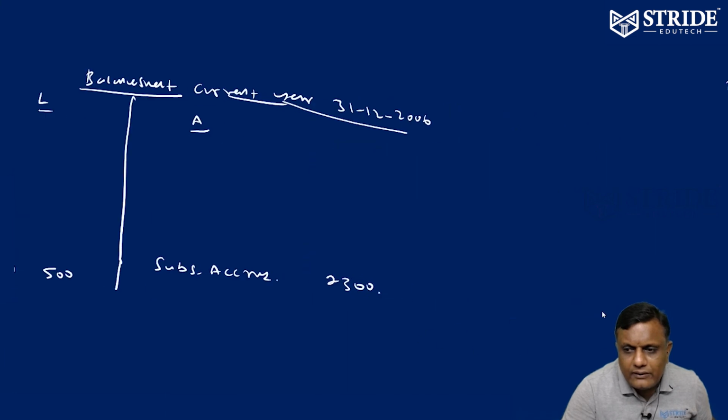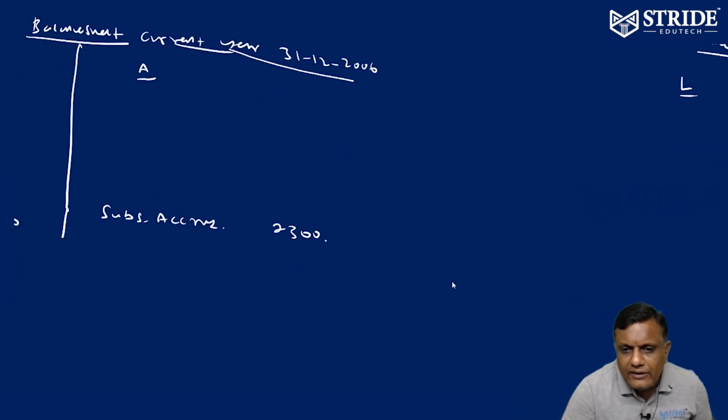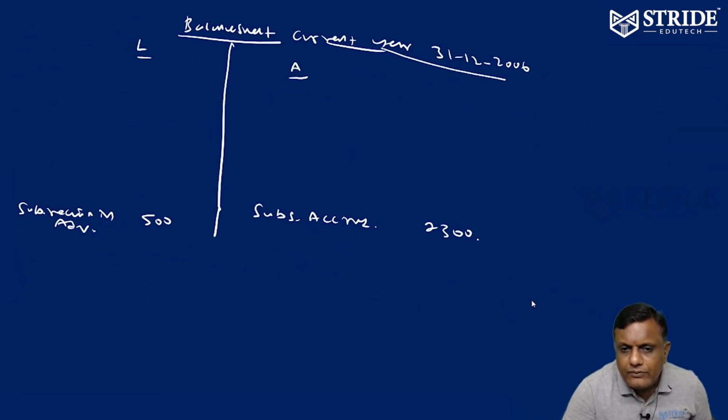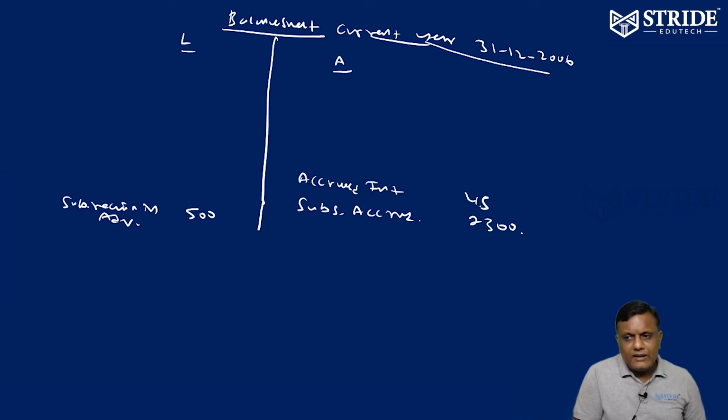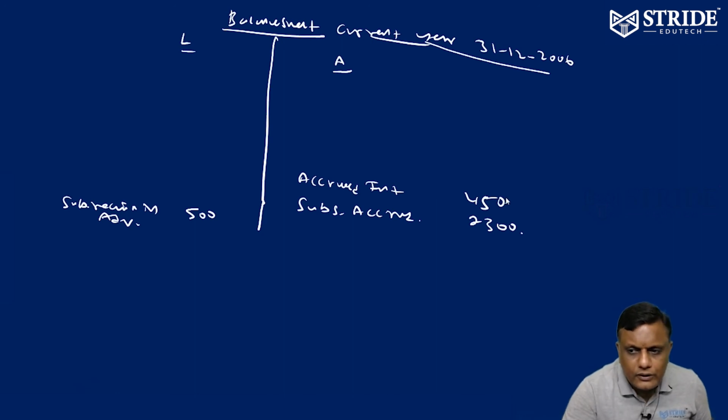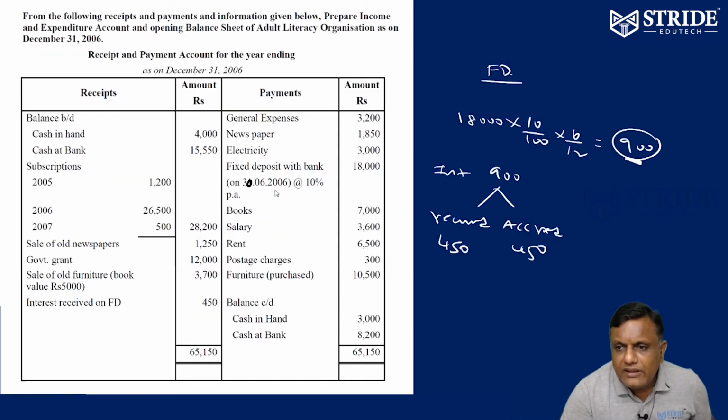This accrued interest we have to post to the current year balance sheet. Accrued interest 450, current year balance sheet. Okay. So I think FD and interest calculation is over.